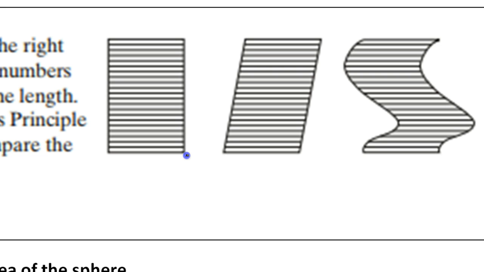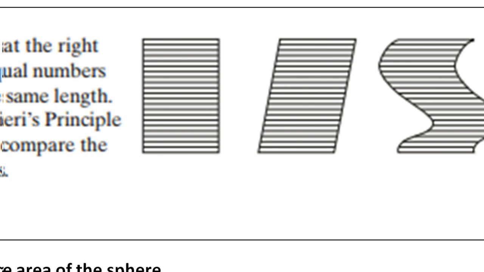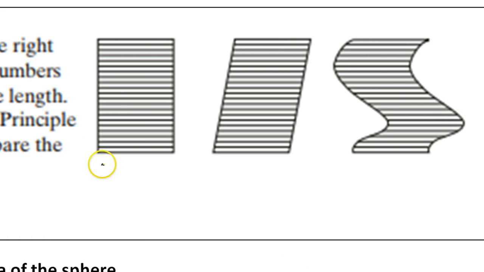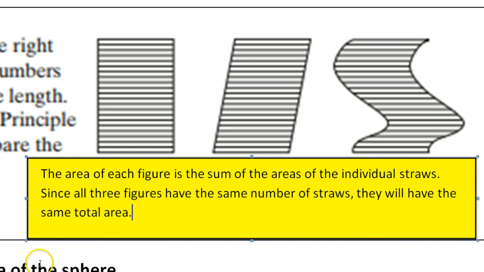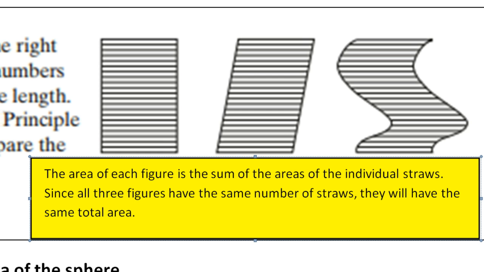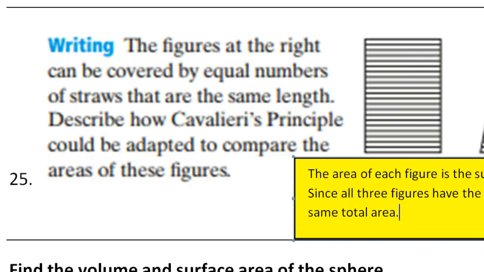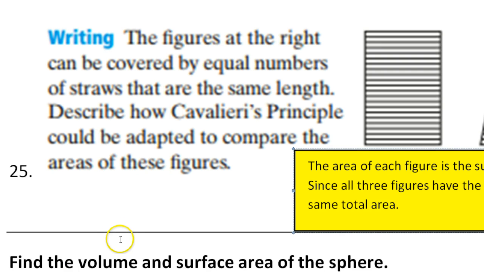So that should work the same thing for area. If you look at the area of any one straw, the total area will just be the sum of all the straw areas. So if these figures are all made up by the same number of straws, their total area is just going to be the sum of all the straws. And they have the same number, so that'll be the same area. Okay, so that's how you could adapt Cavalieri's principle. I guess I should write something down. Something like this puts into words what I was just describing. So that's it for number 25.